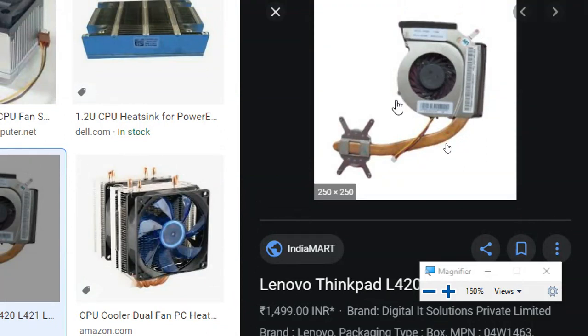You can check on your laptop's side. There are breathers, meaning holes. Through those, the heat will go outside. That's why make sure that this fan assembly is always clean.